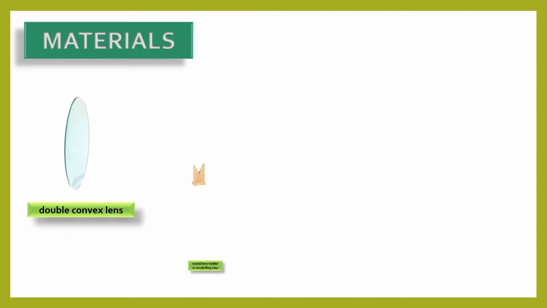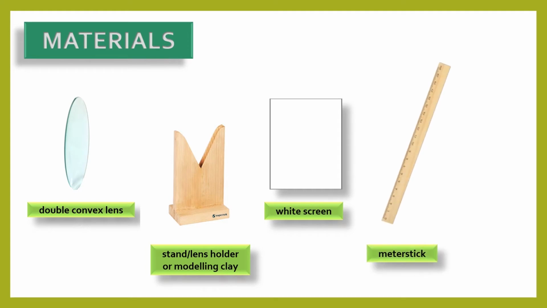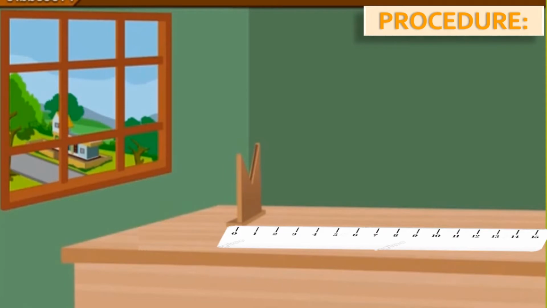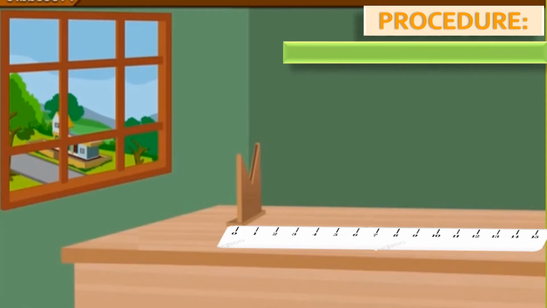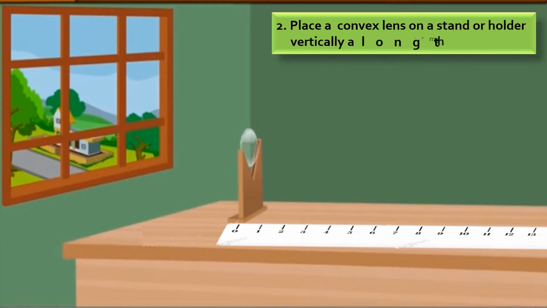You will need the following materials: double convex lens, lens holder, or you can also use modeling clay, white screen, meter stick, and lighted candle. You have to do the following. Number 1. Place a ruler or meter stick on a table. Number 2. Place a convex lens on a stand or holder vertically along the meter stick.